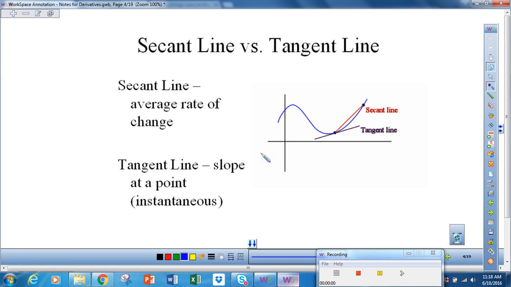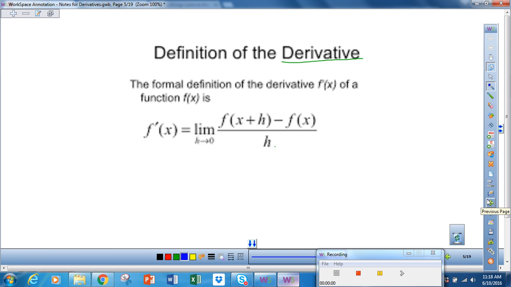So this little graphic just gives you, you can see the difference between the two. The secant line is the average rate of change. The tangent line is the slope at a point. It's an instantaneous slope. How are things changing at any moment? And that is a very important concept in calculus. How are things changing at a second, at a moment? And we find that with the tangent line. Now, a way that we find the slope is what we call the derivative. So if I want to know how something is changing at an instant, I want to look at the derivative.